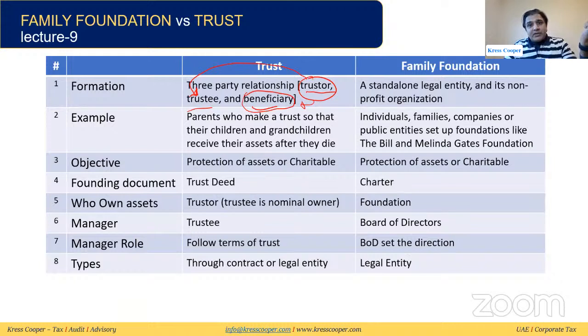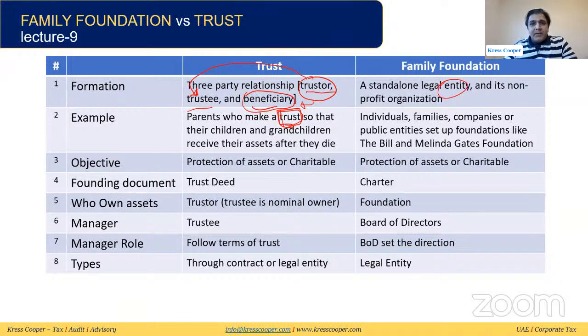The family foundation is a standalone entity. It's a non-profit organization. This is a tri-party relationship. Examples: parents who have a trust so that their children and grandchildren receive their assets as they die. This is basically a trust they have created. They transfer the asset in the name of the trust on a temporary basis. In case of mishap, these assets need to be transferred in the name of their children.